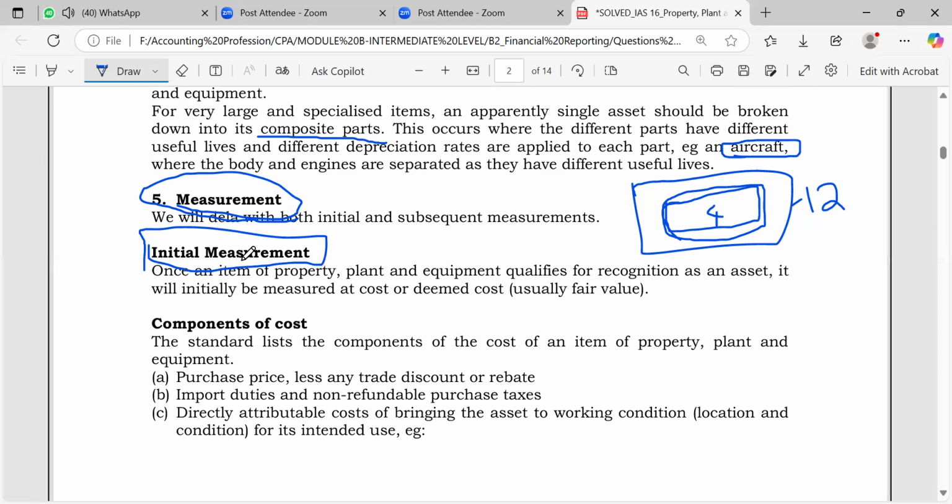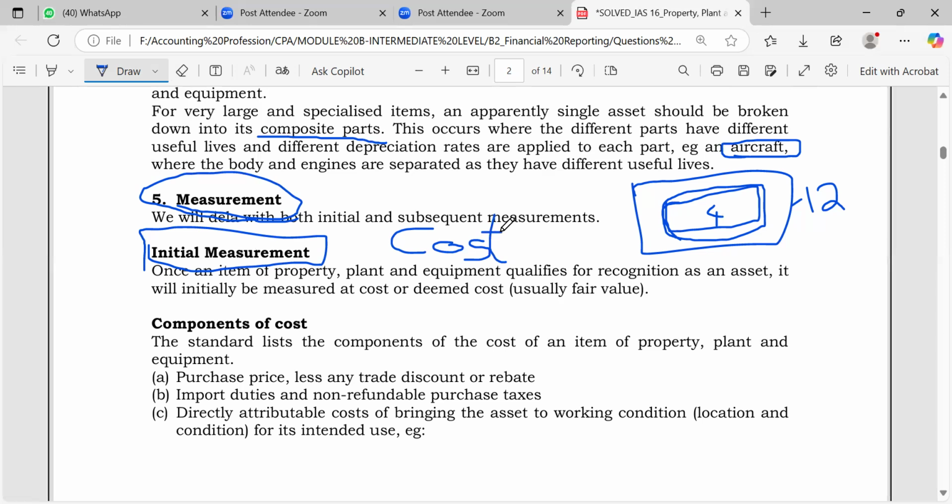For measurement, you would have two ways. You have initial measurement and then subsequent what? Measurement. Initial measurement is what we usually call cost. Yes. So understand, it could be cost or sometimes we call it deemed cost. Did you understand why you call it deemed cost?